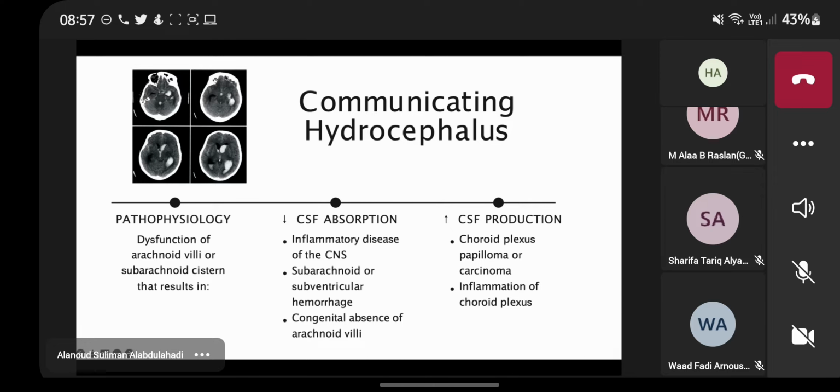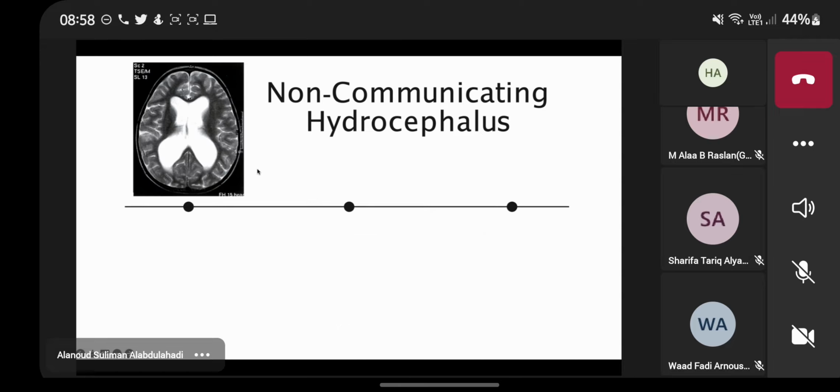So as you can see in the image here on the left, this is just a CT scan example of a patient that had a left temporal lobe hemorrhage. When they had a left temporal lobe hemorrhage, it extended up to the subarachnoid space, and this led to ventricular dilatation, which you can see here, and also periventricular edema.